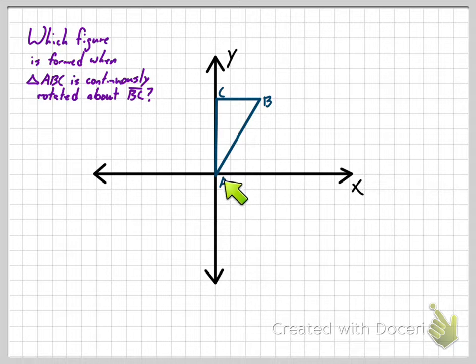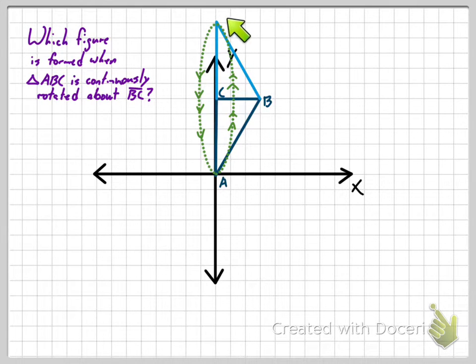So this is triangle ABC, and then this is line segment BC. So this thing is going to be rotated continuously about this line segment here. So what's that going to look like? It's going to look just like that. So this whole thing is being spun around like this, and it's going to kind of look like this sideways cone. So I'm going to show you an animation of this real quick.